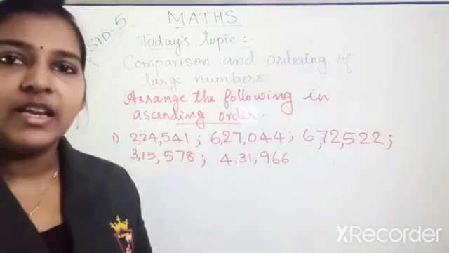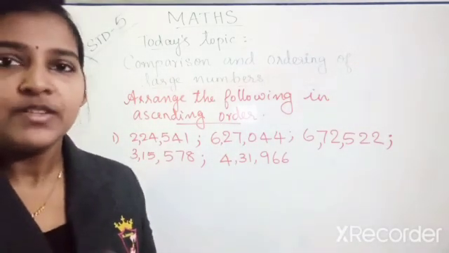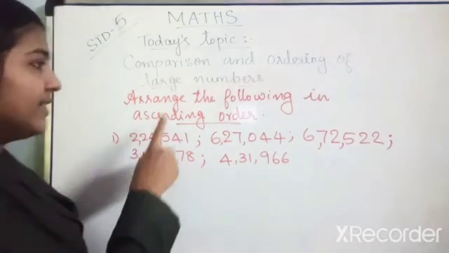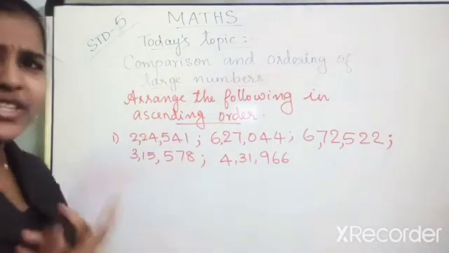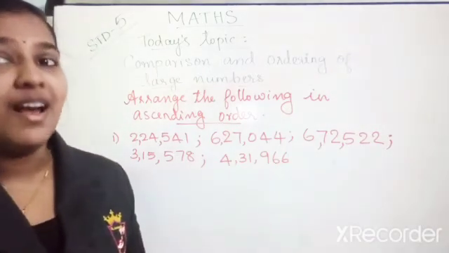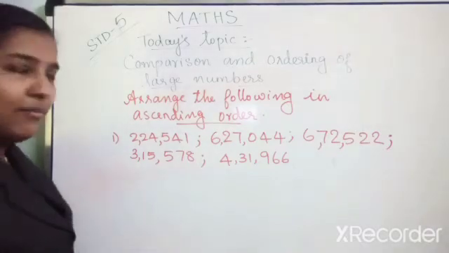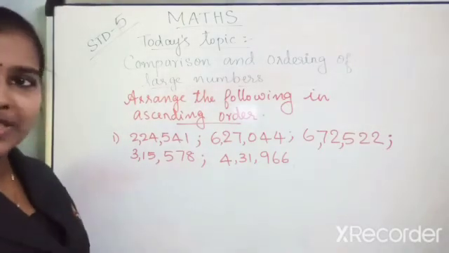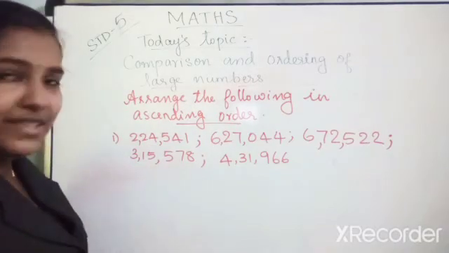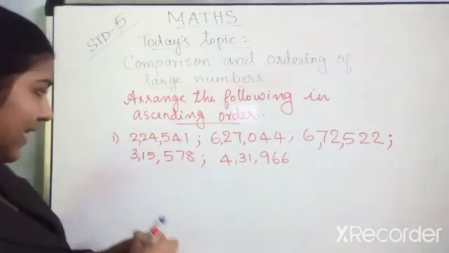Dear children, now we are moving to the next topic, and that is ordering of numbers. Okay. So here is a question from ordering of numbers. The question is: arrange the following in ascending order. What is ascending order? Arranging the numbers from smallest to largest is called ascending order. Right. So look at these numbers. These are large numbers, isn't it? So we know how to compare the numbers. So you compare and find out which is the smallest one and write that in the first position. Okay, children? So let's start.